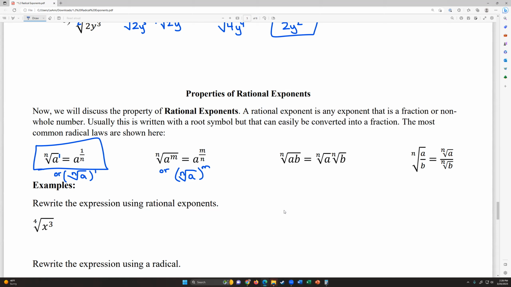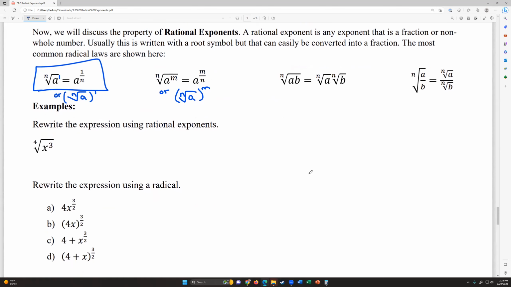This is something we've already practiced, breaking radicals up with numerator and denominator if it's a big fraction, and multiplying, we can break it up into factors. So just restating those properties. So this first example just wants us to write this using rational exponents. So remember, the root is your denominator. So this is going to be x to the 3/4 power. So there's the answer for that one.